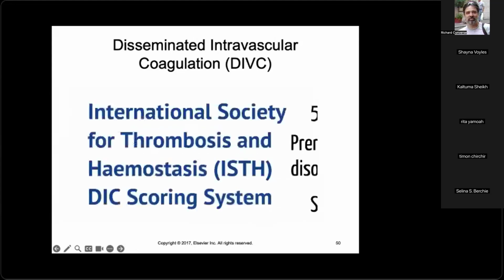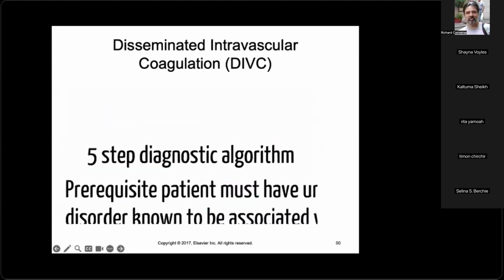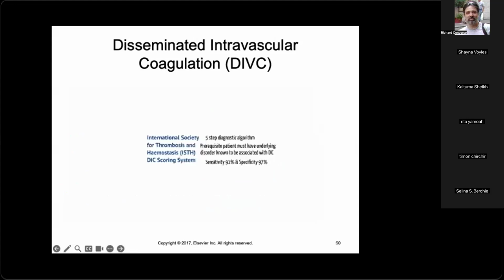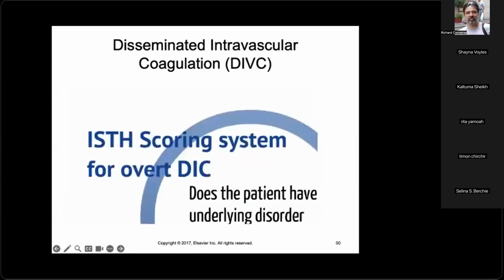The scoring system we use in DIC is the International Society for Thrombosis and Hemostasis DIC scoring system. It's a fairly simple system, a 5-step diagnostic algorithm. The prerequisite is that the patient must have an underlying disorder known to be associated with DIC. It has 91% sensitivity and 97% specificity, making the scoring system very good in diagnosing patients who have DIC. So let's go over the system for DIC.